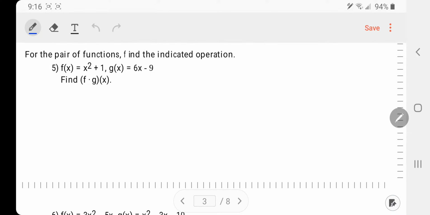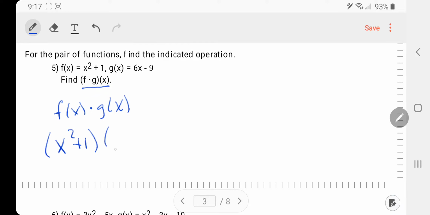Let's see. For the pair of functions, we need to find, here it says f times g. So f times g basically means f of x times g of x. Well, f of x is x squared plus 1, so that's going to be x squared plus 1 multiplied by g of x, which is 6x minus 9, and that's going to indicate the FOIL method again. So we've already FOILed once in this video. Let's get ready to FOIL it up again.